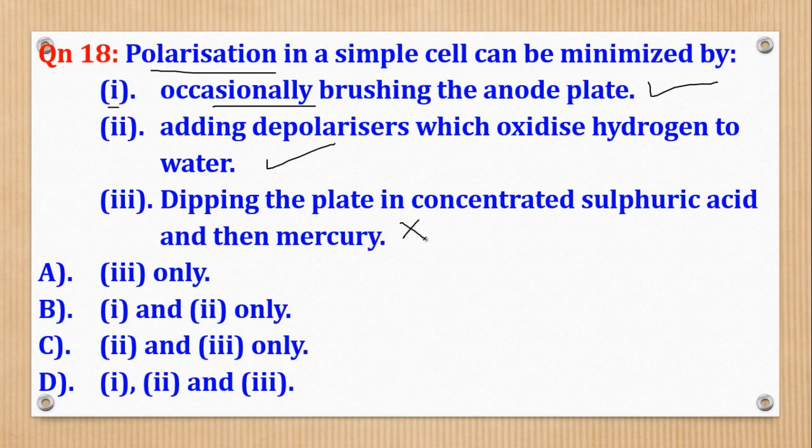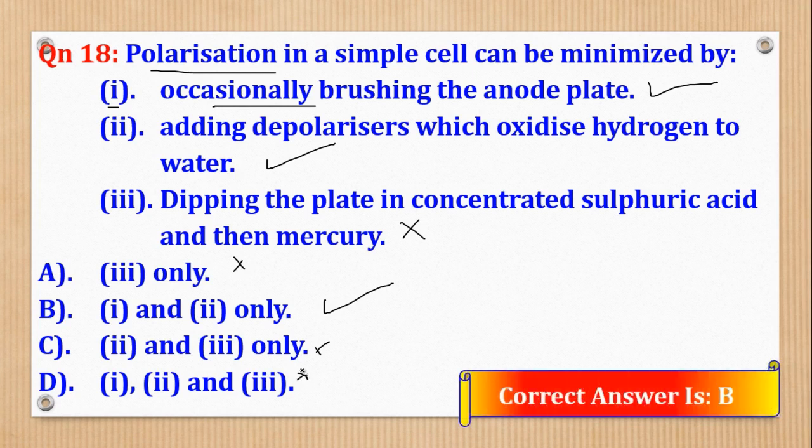So it's not okay. Therefore, we shall come and say that A, Roman 3 only, not okay, 1 and 2, it is okay, 2 and 3, not okay, all of them, not okay. So the correct answer will be B.